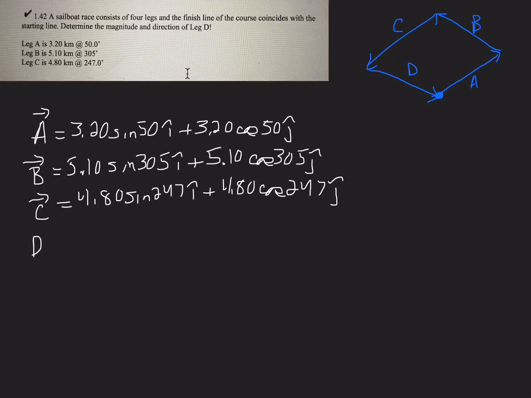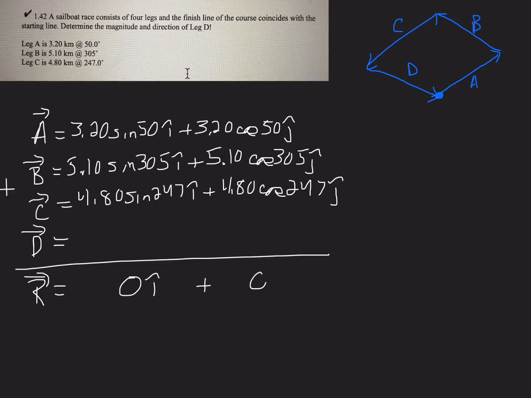And then D is what we're actually trying to find. We don't know what D is, but we do know that they all add up to give us the resultant vector. And the resultant vector we know is 0 i hat plus 0 j hat. The resultant vector is 0 since we ended where we started. So I could do the math on these and rewrite them.